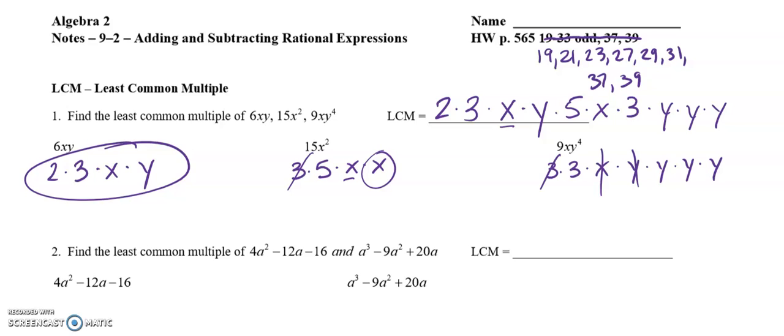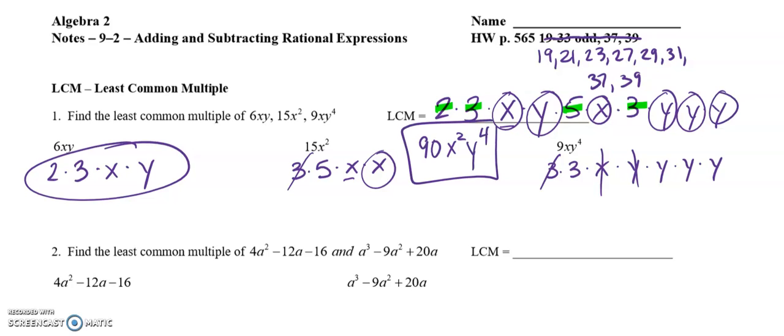So when I clean this up, what do I get? 2 times 3 times 5 times 3, what's that? 6, 30, 90. I've got an x, and I've got an x, so that's an x squared, and I've got a y, a y, a y, a y, that's y to the fourth. So my least common multiple, the smallest expression that all three of my values here will divide into evenly is 90x squared y to the fourth.